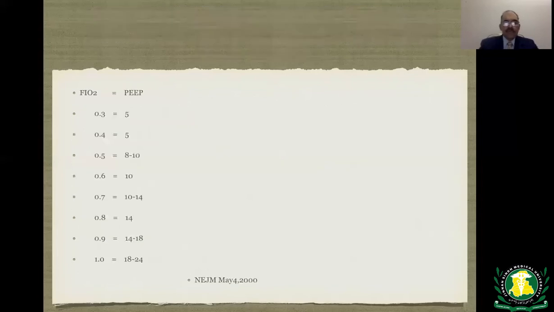The ratio of FiO2 and PEEP used in the ARDSNET trial is given here, which was published in the New England Journal of Medicine on May 4, 2000. So for FiO2 of 30%, PEEP of 5; 40%, 5; 50%, 8 to 10; 60%, 10; and so on.